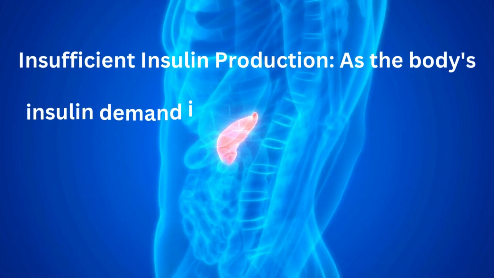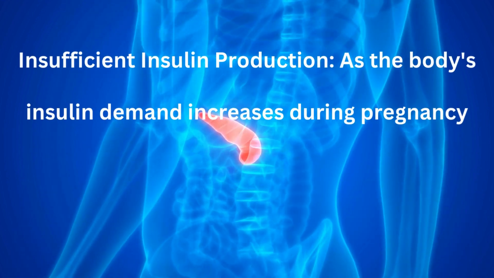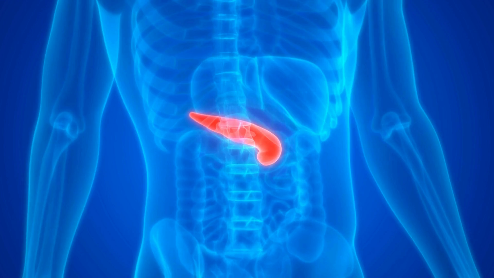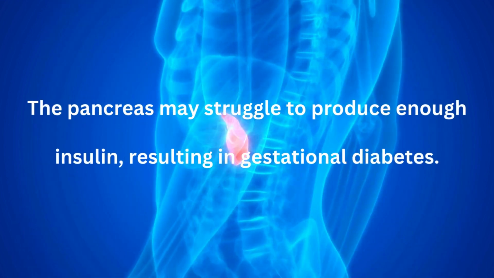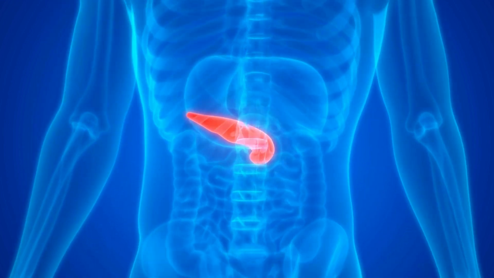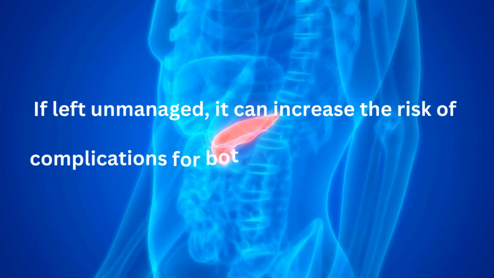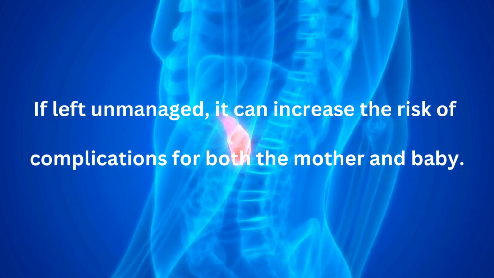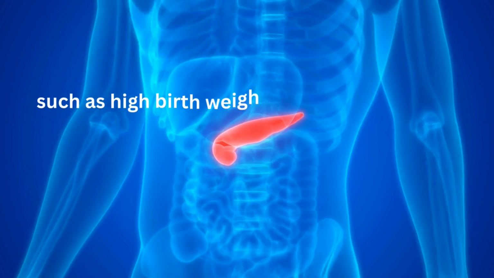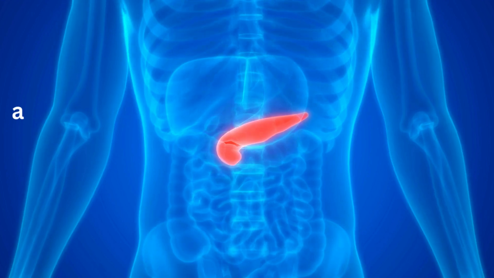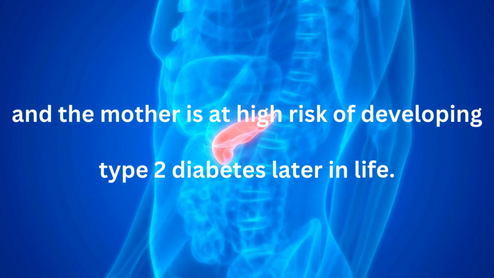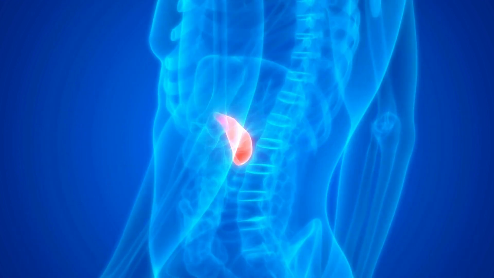Insufficient insulin production. As the body's insulin demand increases during pregnancy, the pancreas may struggle to produce enough insulin, resulting in gestational diabetes. If left unmanaged, it can increase the risk of complications for both the mother and baby, such as high birth weight, premature delivery, congenital heart defects. And the mother is at high risk of developing type 2 diabetes later in life.